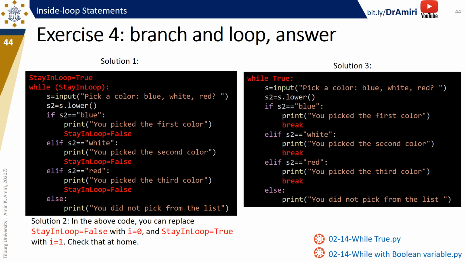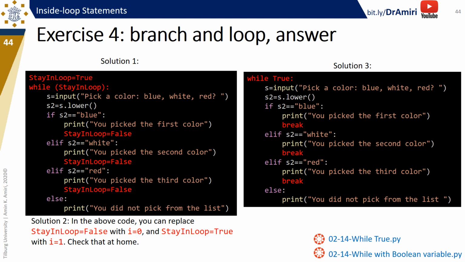So I put the program that we created for the previous exercise. Everything is similar to the previous exercise, but when the user gives a color that exists in the list, I print the order. For example, if blue is given, it says "you picked the first color". But after that, I have written break so that the program gets out of the infinite loop.